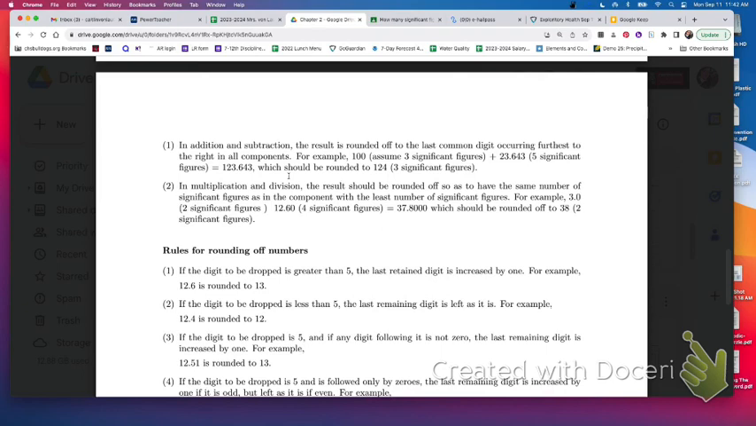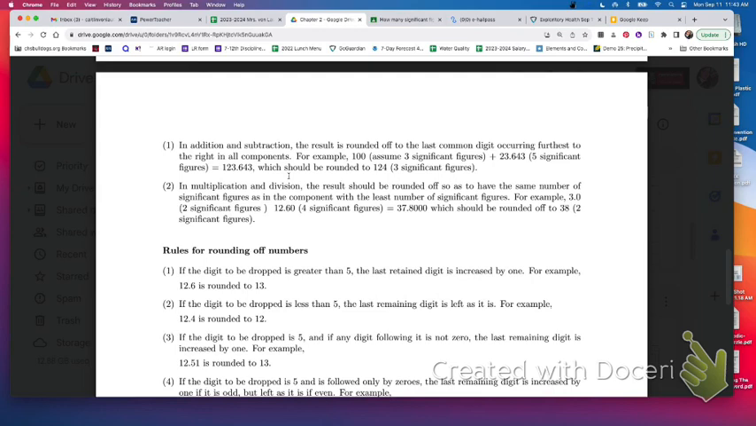So now we're not looking at decimal places or positions in the number anymore. Now we're just looking at total number of significant figures. So in the example they give you, 3.0 has 2 significant figures and 12.60 has 4. When we multiply them, we get 37.8000, which we would round off to be 38 because we need to round to the least number of significant figures, which is 2.